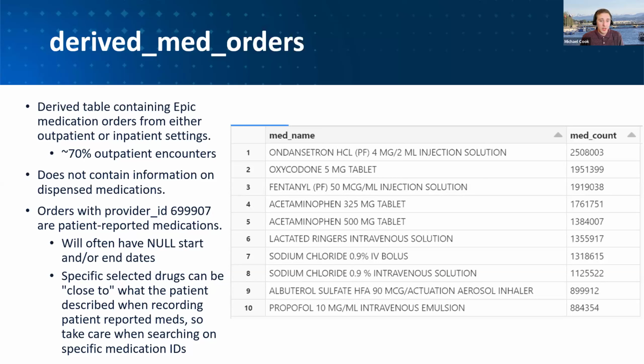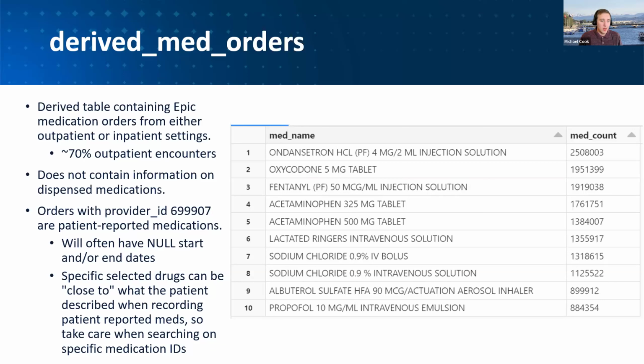Orders with provider ID 699907, you write that down, that refers to patient-reported medications. I believe that provider is like JHH historical. So that refers to patient-reported medications. Oftentimes, those rows will have a null start or end date because the patient says, oh yeah, I took whatever medication, but I don't remember when I started or I don't remember when I ended. And so those will just be put in as nulls. And that's a question I get often: why is there a null start date for the medication? It's usually because it's patient reported.